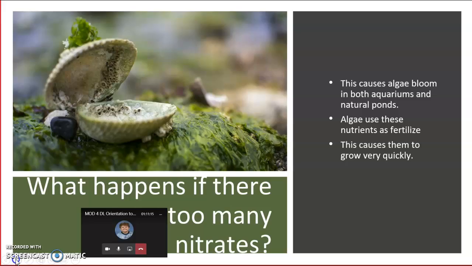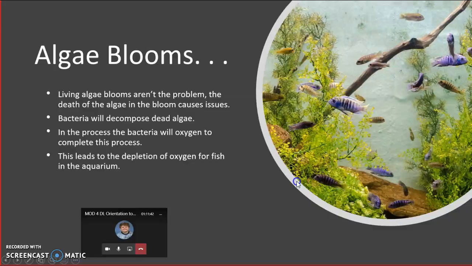Okay, we have two more slides. What happens if there are too many nitrates? If there's too many nitrates in the water, not only could it cause brown blood disease in your fish, it could also cause algae blooms in your aquarium or, if you have a pond, in your pond. Algae uses these nitrates as fertilizers, and this causes them to grow very quickly. The algae will not kill your fish, but when the algae starts to die, it will remove the oxygen from the water as it decomposes, and then the lack of oxygen will cause your fish to die. That's what we would call an algae bloom. These happen in nature, and they can also happen in an aquarium.